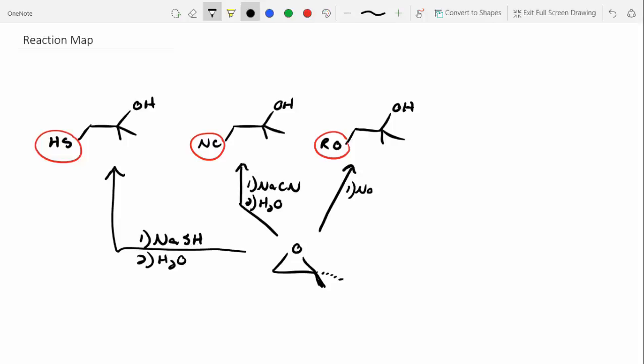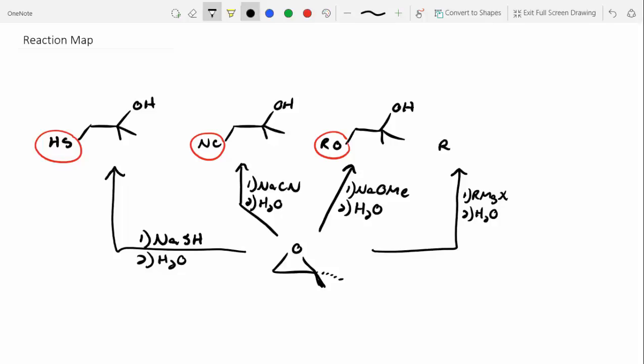Sodium methoxide, right? So the oxygen, in this case, would have the negative charge and it would attack in. We could quench this with water and get us our final product. We can also do this with a Grignard reagent and just install a carbon directly. So let's say we do RMgX followed by water. Is it H2O? H2O.